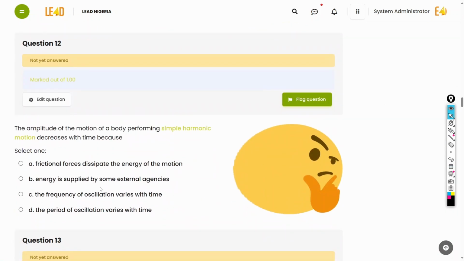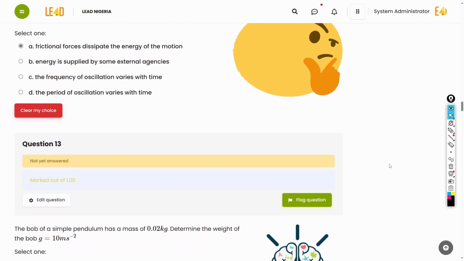Okay, question 12. The amplitude of the motion of a body performing simple harmonic motion decreases with time because the correct answer is A. Frictional forces dissipate the energy of the motion. All right, and you see this everywhere. If you have anything that is just going back and forth and there's nothing that is keeping it in that motion, you find out that over time, the displacement from the center will keep on reducing until it comes to a point where it just stays, right? And that's due to frictional forces that are present in a real system.